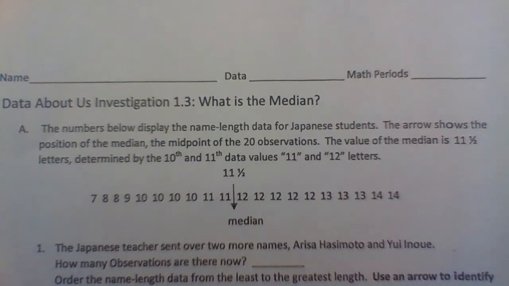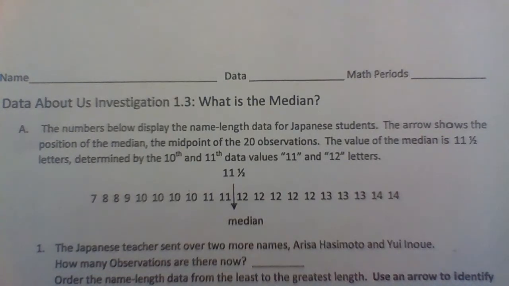All right, guys and girls, if you take a look at your lab sheet for Investigation 1.3, Part A says, the numbers below display the name length data for Japanese students. The arrow shows the position of the median, the midpoint of the 20 observations. So what's happening here is they have collected data from 20 different students, and they have shown the length of their names, Japanese students' names. So we have our least is 7, our greatest is 14, and they've arranged them all in order.